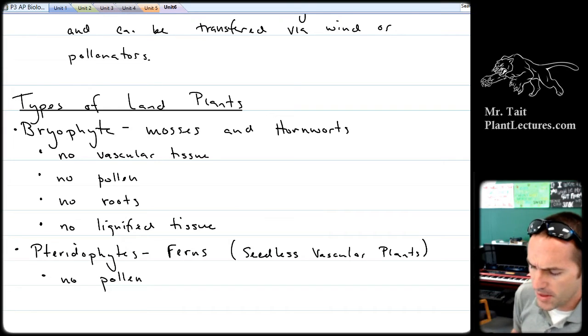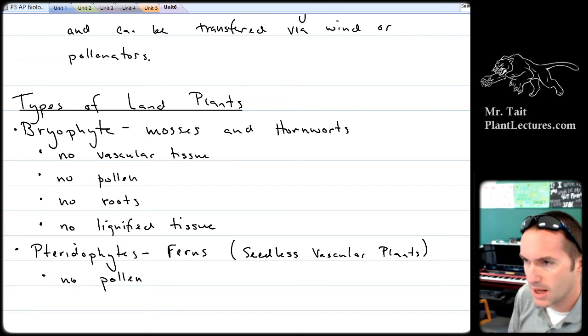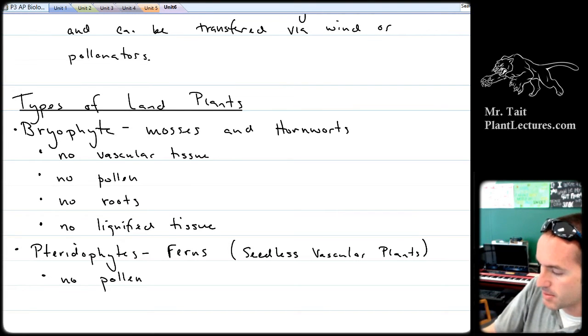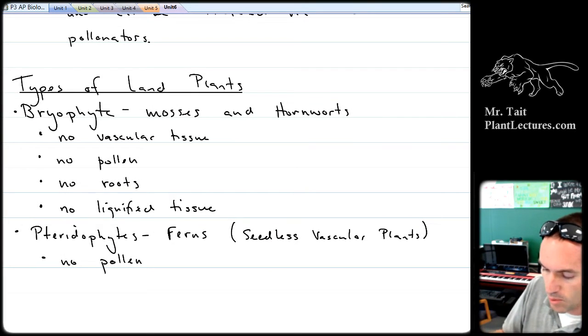Okay, they have the rest of the things there, but you can tell that you are still likely to find ferns in damp areas where there's lots and lots of water because they don't have pollen, which means they're still reproducing via sperm, and the sperm then has to be able to swim through some water source.